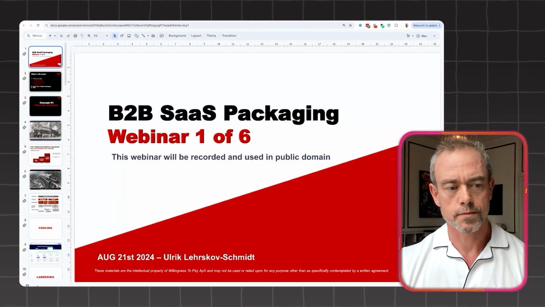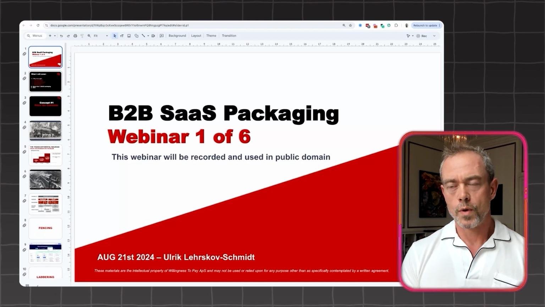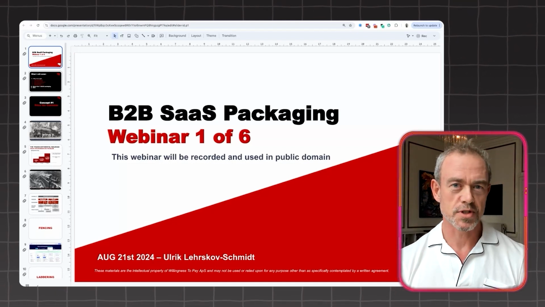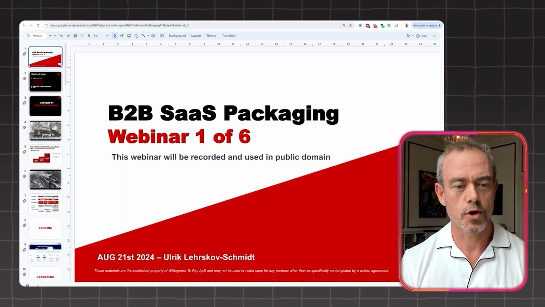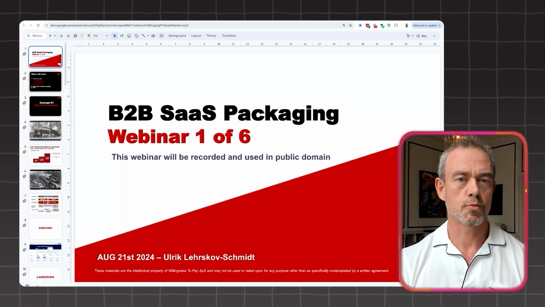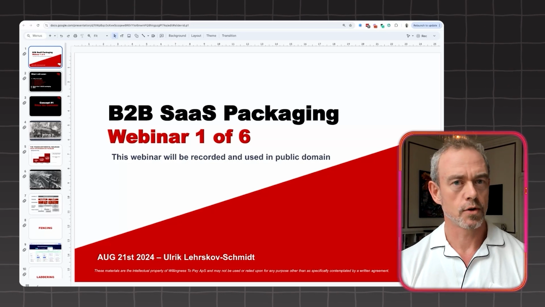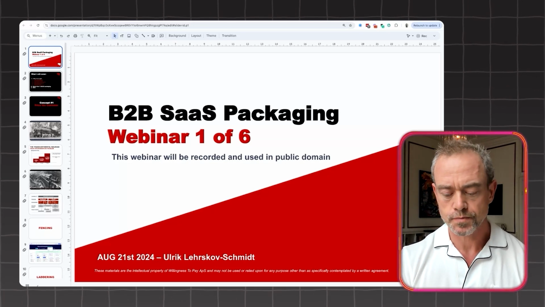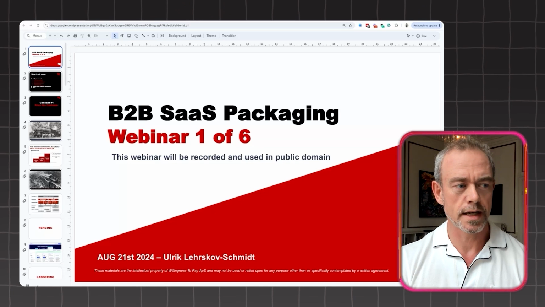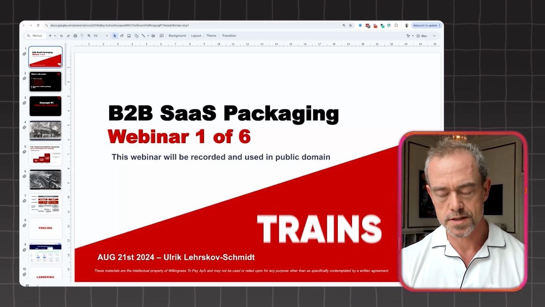Concept number 1 is when you're doing packaging for B2B SaaS and principle for anything else, any other product, the idea is actually to not package in order to price the product, but in order to price the customer. And the best analogy that I've found to explain this is trains.